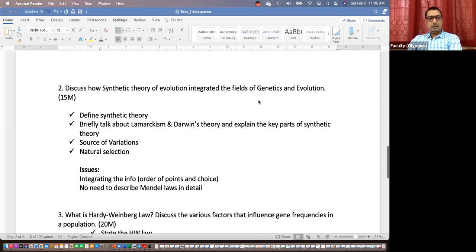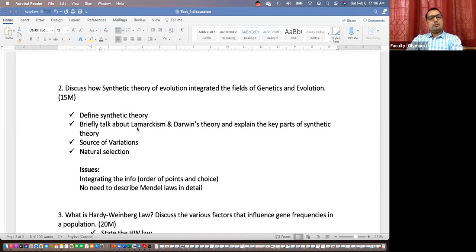Synthetic theory of evolution integrated in the fields of genetics and evolution. First start with the synthetic theory. First explain what is synthetic theory. Then define synthetic theory. Next, the focus should be on the traditional theories, Lamarckism, but not too much on Lamarckism. I wanted to focus mostly on Darwinism and neo-Darwinism. You can make a mention, but don't try to explain in a paragraph what is Lamarckism.